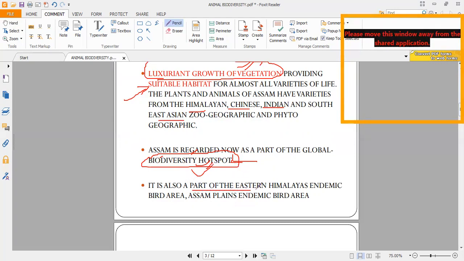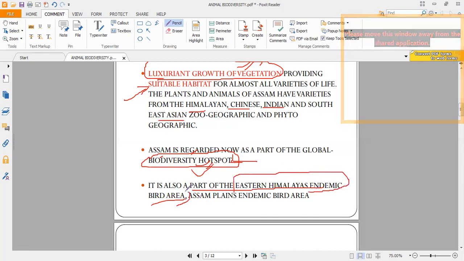And it is also part of the Eastern Himalayas endemic bird area. See, Eastern Himalayas endemic bird area means this is a region where we can find some birds. These birds are not found or seen in other parts of the earth. That's why it is called endemic. Endemic means these birds can be seen only in the Eastern Himalayas, and Assam is also part of this area. So these endemic birds we can find in Assam also.